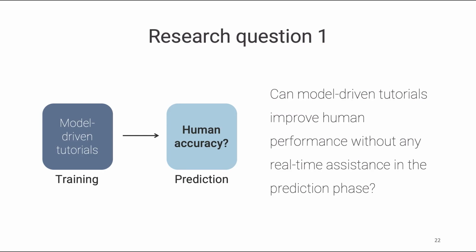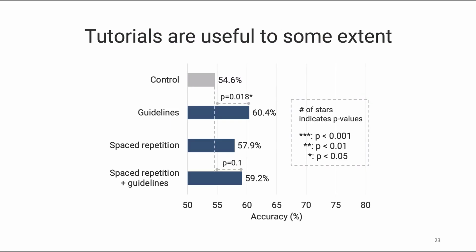In research question 1, we want to find out if human performance will improve in the prediction phase when exposed to different types of tutorials in the training phase. Our results suggest that model-driven tutorials are useful in improving human performance to some extent.